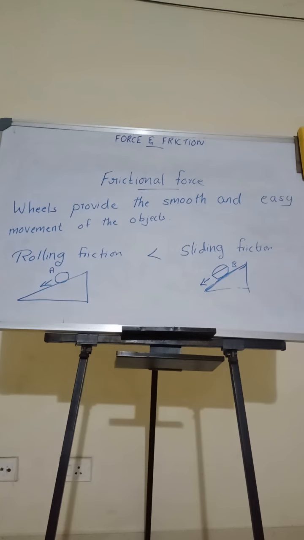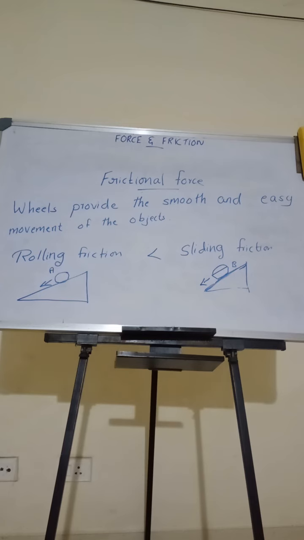Here you can see two objects A and B. Object A is rolling and object B is sliding. And object A will be moving faster than object B. Why? Because object A has rolling friction and object B possesses sliding friction. Since rolling friction is less than sliding friction, object A can move faster.